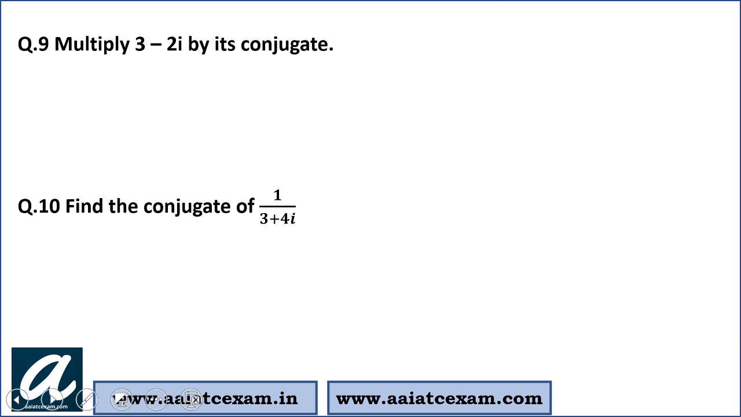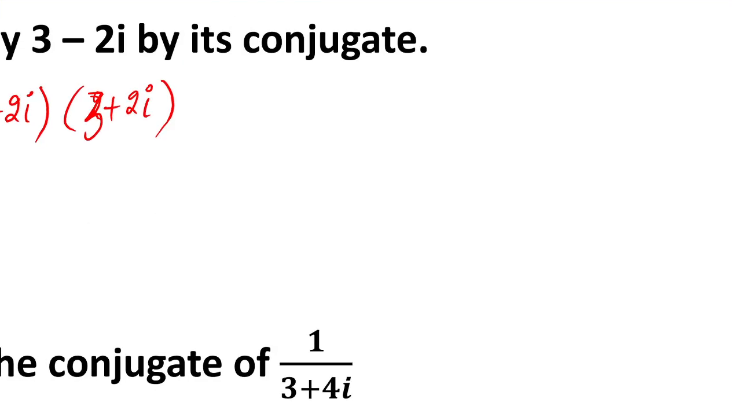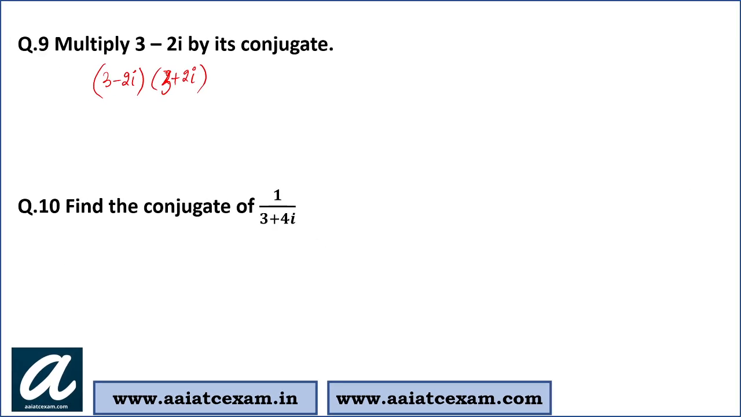Question number 9 is there, students, that multiply 3 minus 2 iota with its conjugate. Its conjugate will be, I'll just change the sign of iota term, that is imaginary term. So you'll get 3 plus 2 iota. So this is in the form of a minus b into a plus b, which can be written as a square minus b square, that is 3 square minus 4 iota square. So this is 9 minus 4 iota square, so this is 9 plus 4, which is 13. So that's your answer.